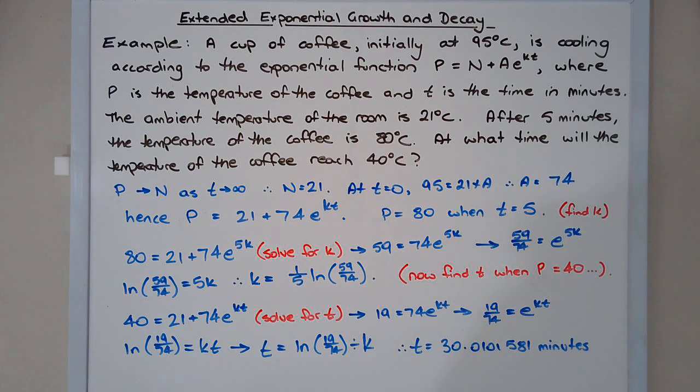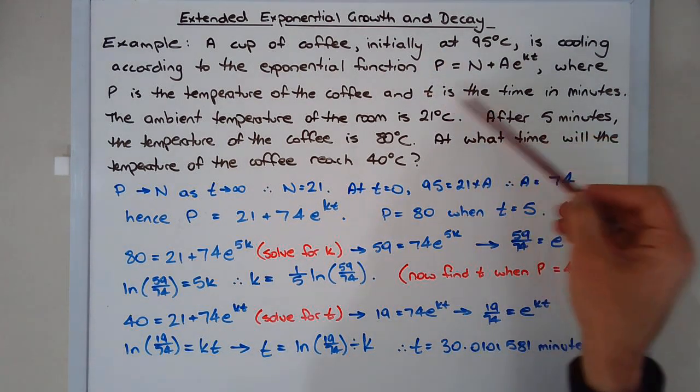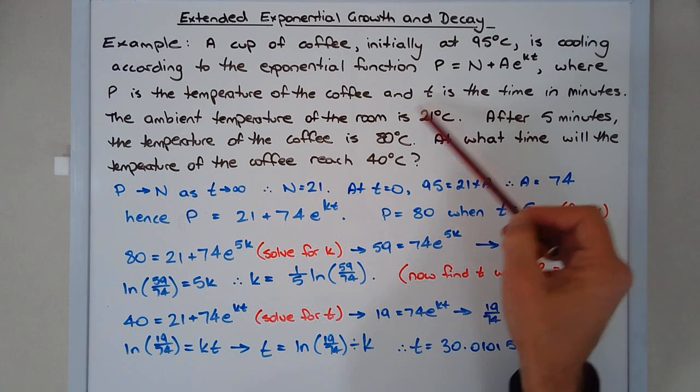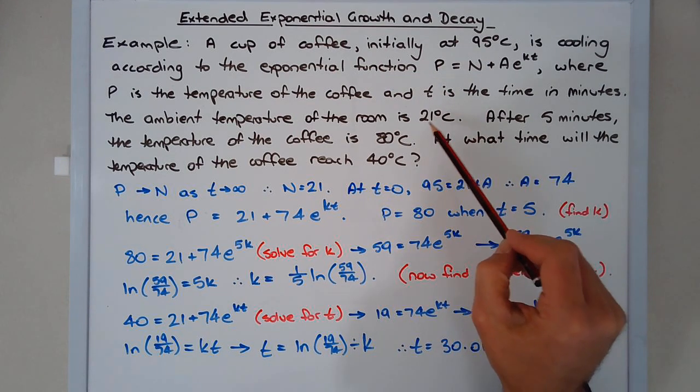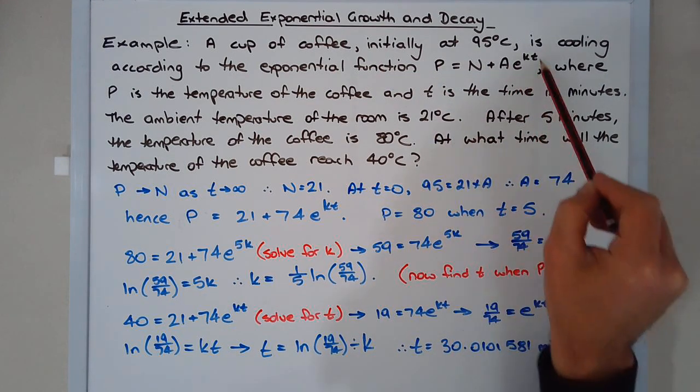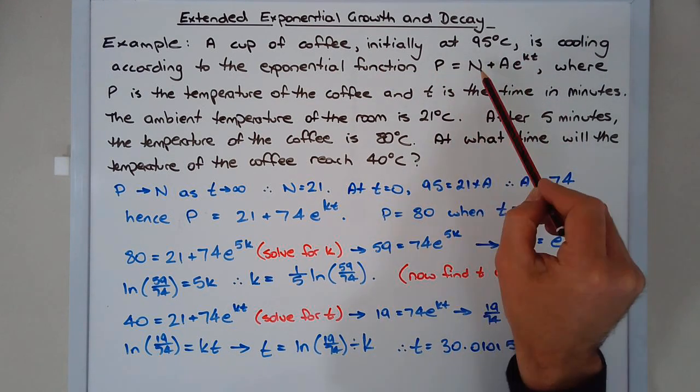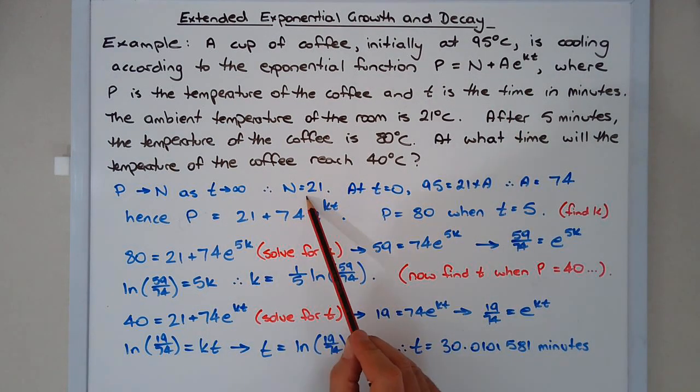Now, the first thing to think about is what happens as t approaches infinity. So this is a cup of coffee that's cooling, starting off at 95 degrees and approaching 21 degrees Celsius. So as t approaches infinity, P will approach 21 degrees. So this A e to the kt will disappear and P will approach N. So therefore, N equals 21.